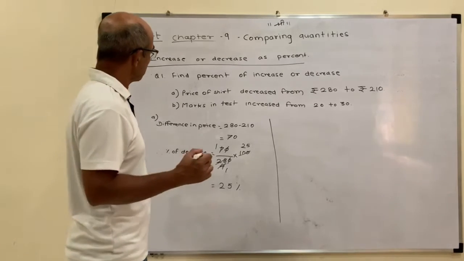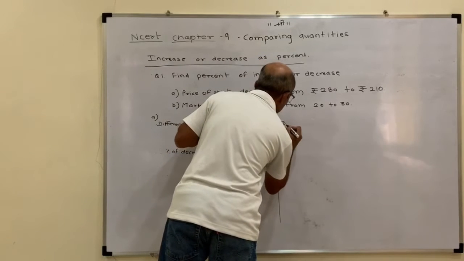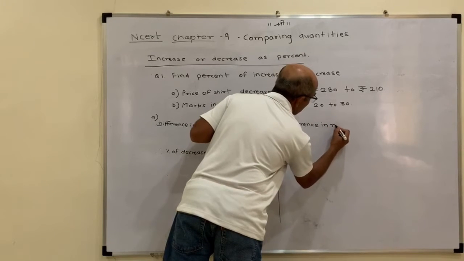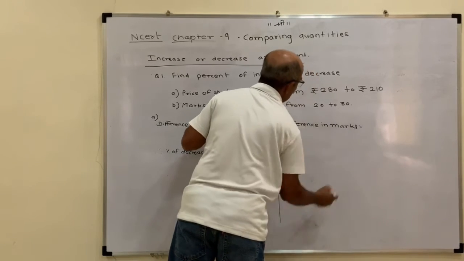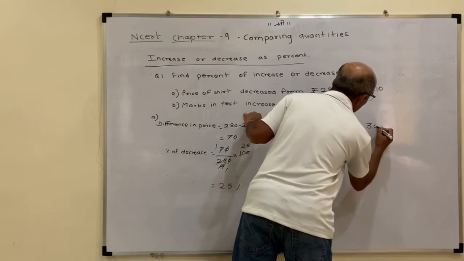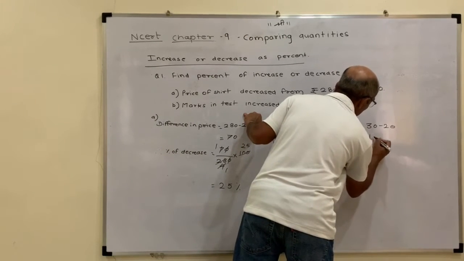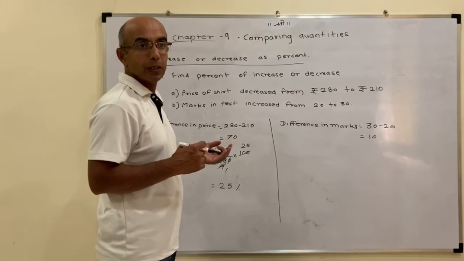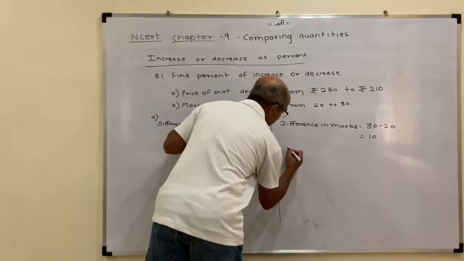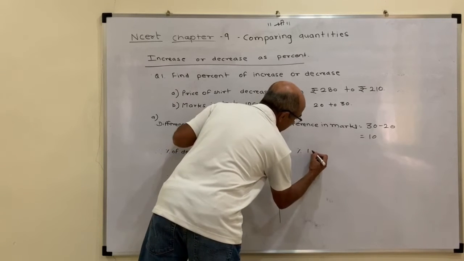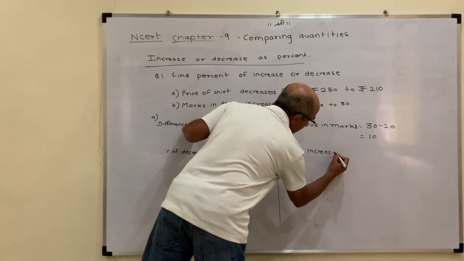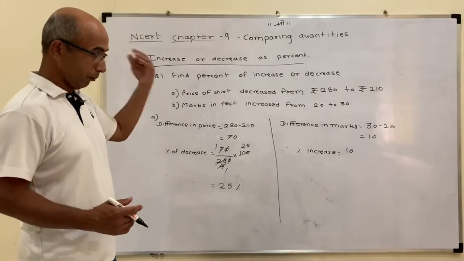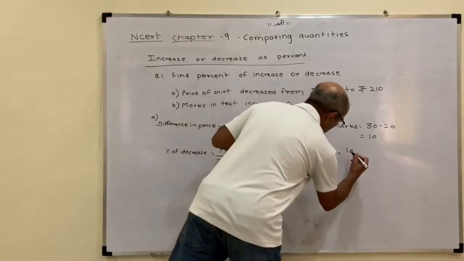Now let's look at the marks. So the difference in marks equals 30 minus 20, which comes out to be 10. Now we need to find by what percent they increase. So the percent increase equals 10, and percent of what? The previous mark, not the new or current one.